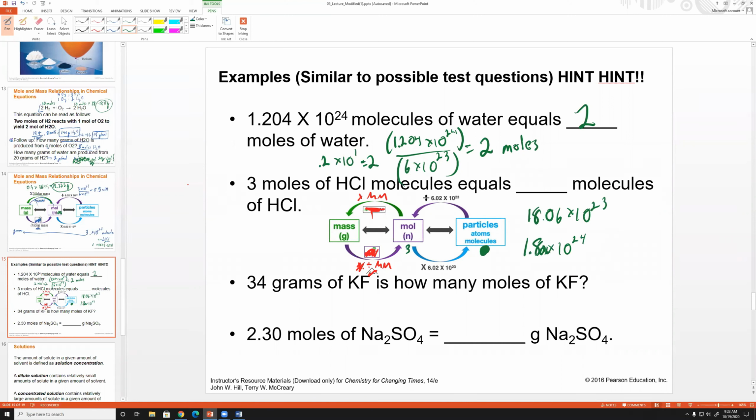Can you show the process on how that was the answer? So you multiply 3 by Avogadro's number. Oh, okay. Thank you.